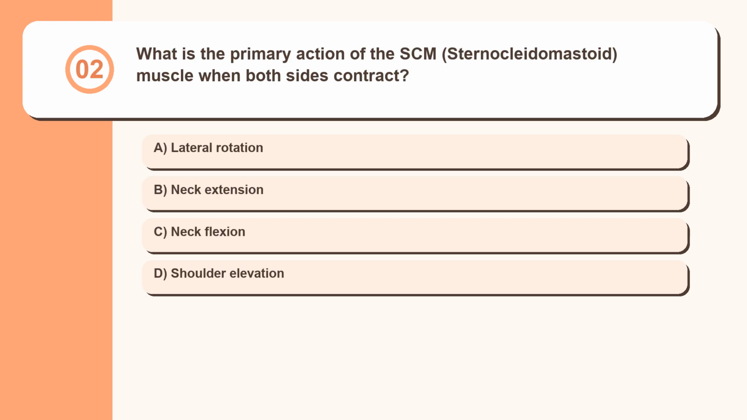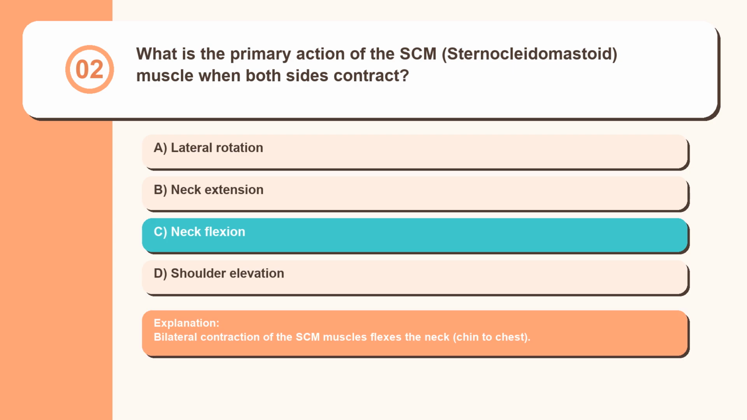Question 2. What is the primary action of the SCM, sternocleidomastoid, muscle when both sides contract? Lateral rotation, neck extension, neck flexion, shoulder elevation. Bilateral contraction of the SCM muscles flexes the neck, chin to chest.